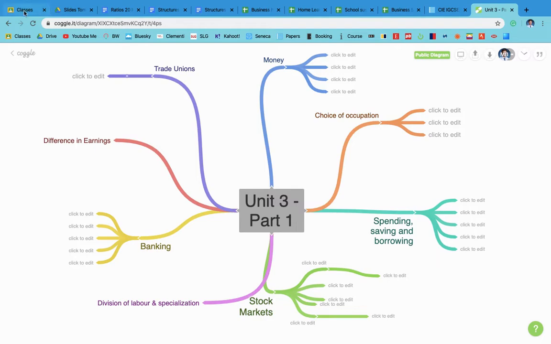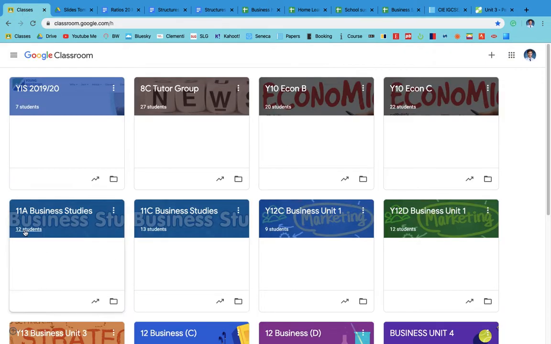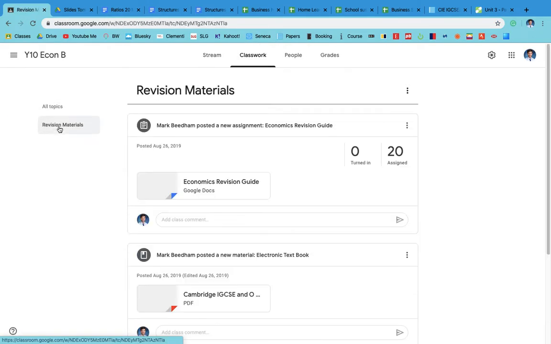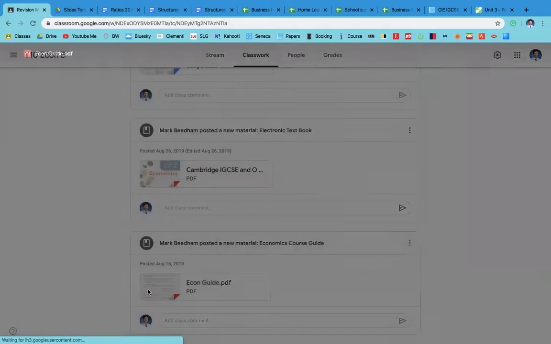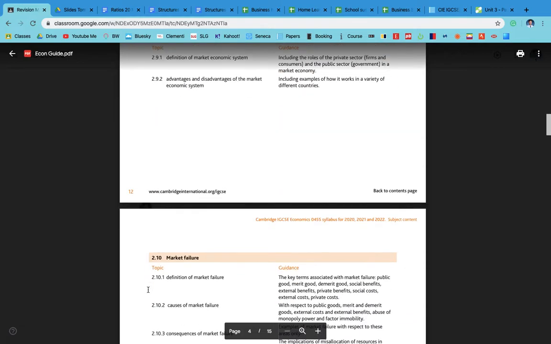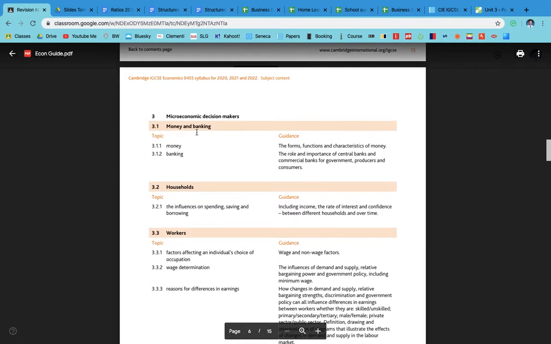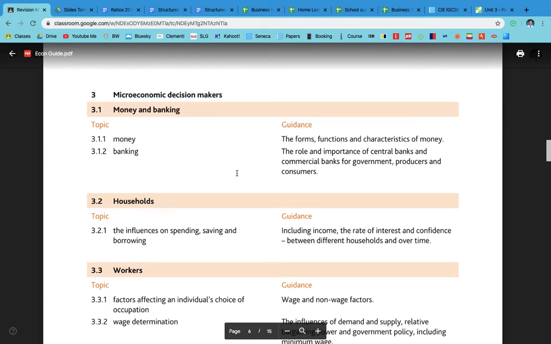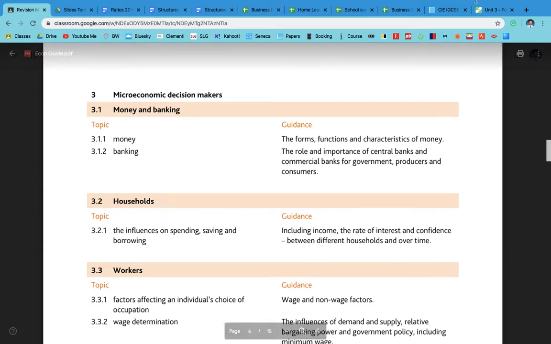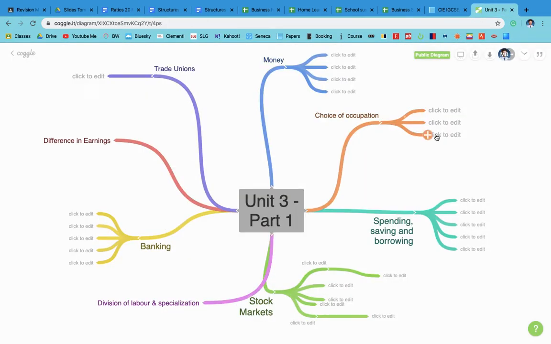Okay, so what I want you to do first off, if you go to our classroom, there's two, I've got both classes obviously, but you just go to yours, classwork, revision materials, and then Econ Guide, and we scroll down and go to topic 3, microeconomic decision makers. Using this as a guide, I would like you to make a large mind map on Unit 3, Part 1.